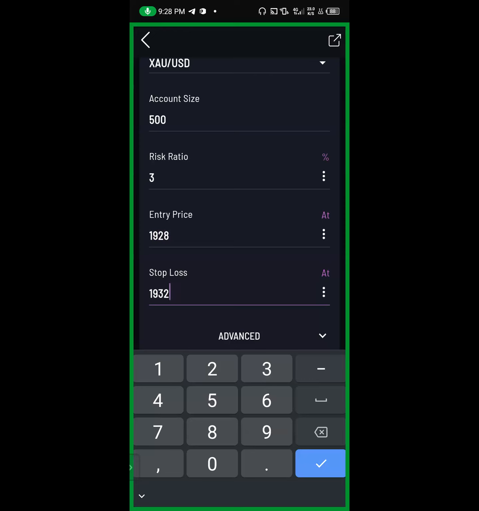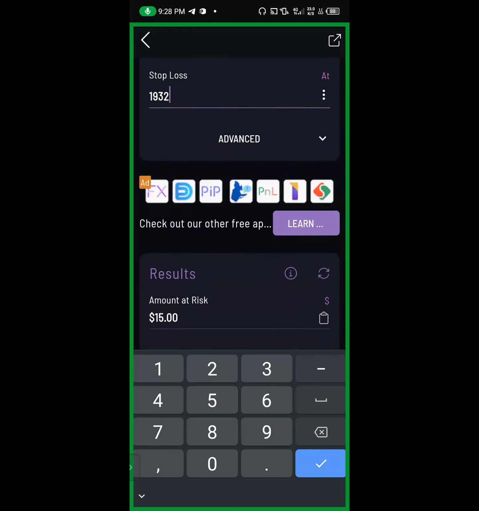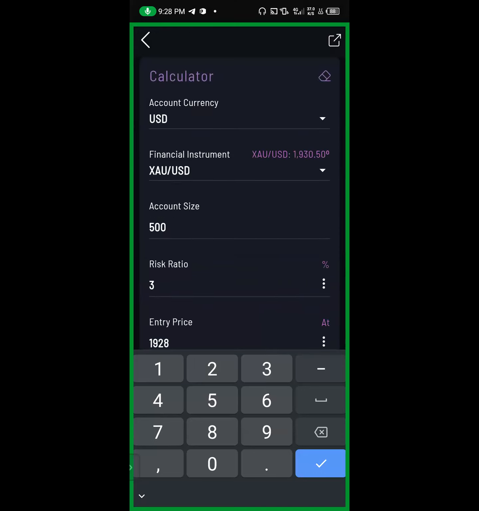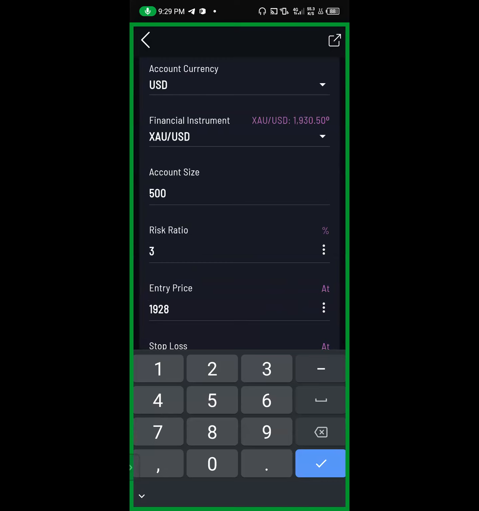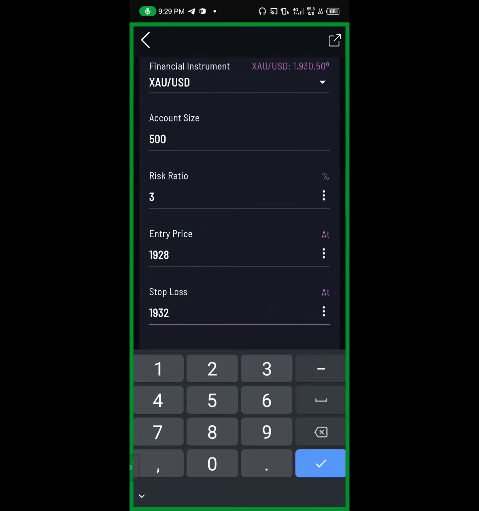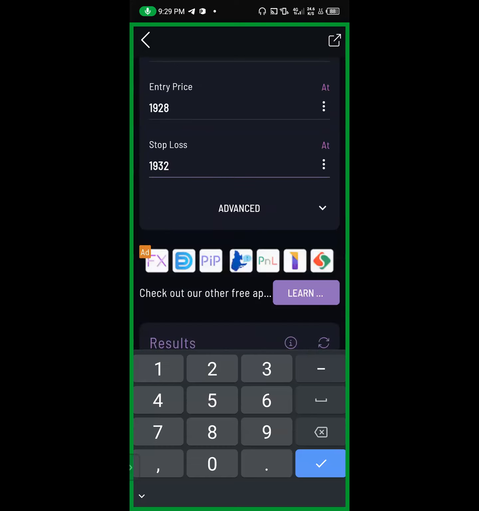The moment you do this, the system will help you calculate all these things. So what do you need to input? Remember: the currency, the instrument you are trading, the account size, the amount you have in your account, the percentage you are willing to risk, the entry price, and the stop loss. The moment you input all this data, which is already available to you, you come straight to this part.